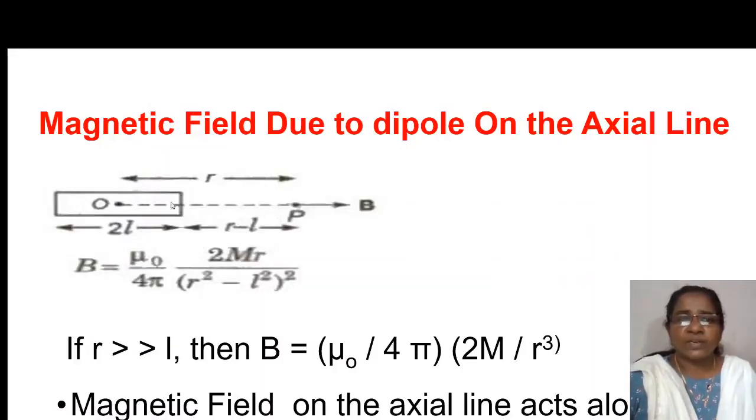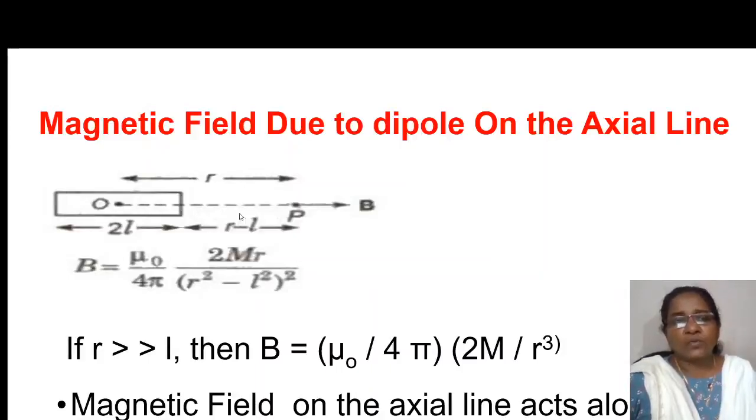So this north pole repels with the maximum force and this south pole attracts it with the minimum force because of the larger distance, therefore the net force will be along this direction. That is, the intensity of magnetic field at this point P will be directed from left to right. And the dipole moment of the magnet also is directed from south to north. So this dipole moment and B, the intensity of magnetic field, are acting along the same direction.